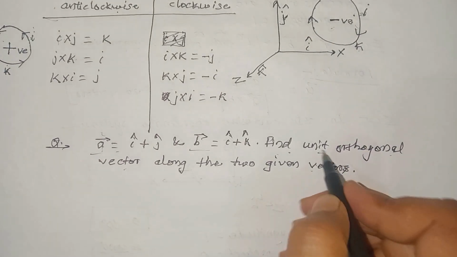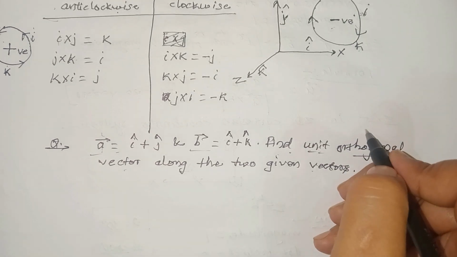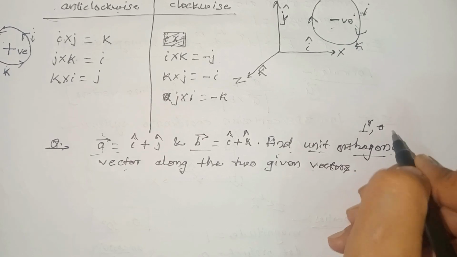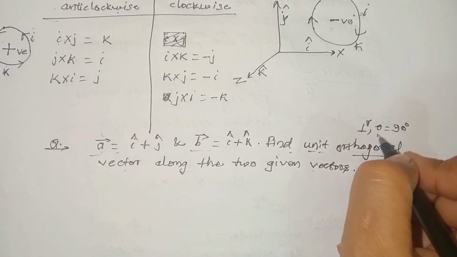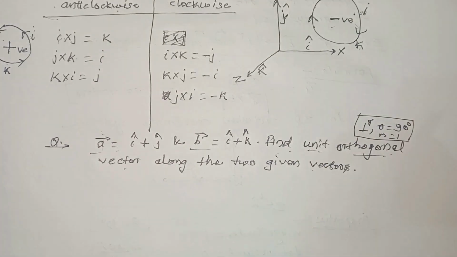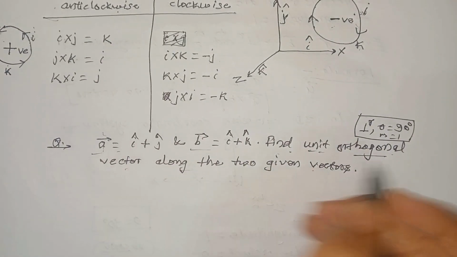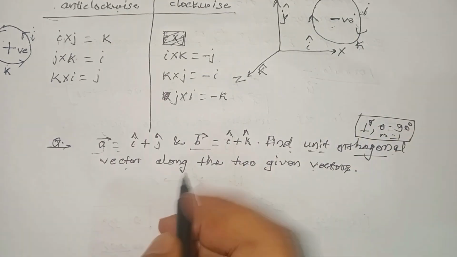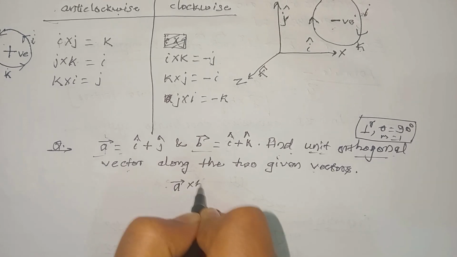Orthogonal means perpendicular, that is theta equals 90 degrees, and the magnitude should be 1. This we have to find. We have already studied that if we have to find a vector perpendicular to two given vectors, we do the operation cross product. So we will find the cross product.